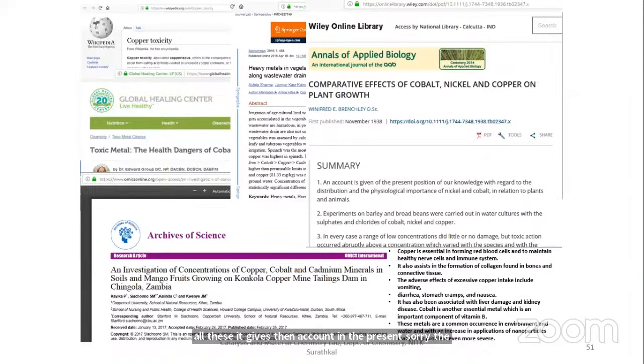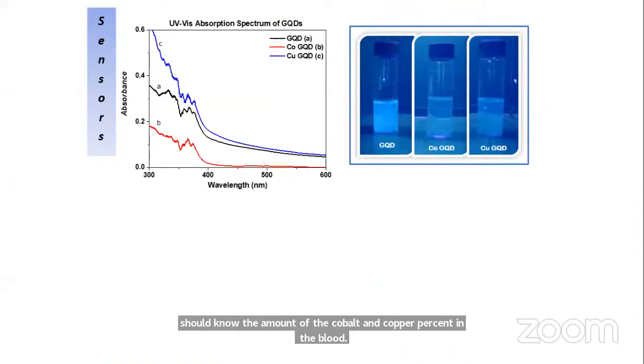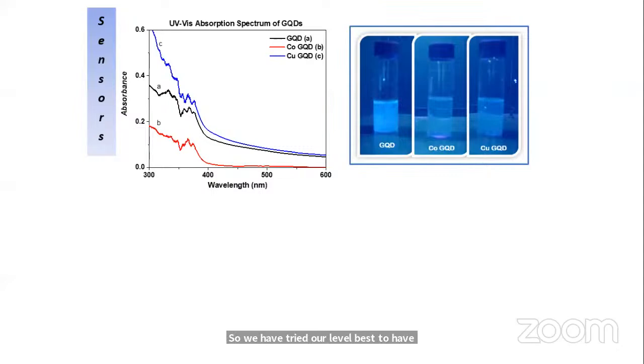Copper is essential for forming red blood cells and to maintain a healthy nervous system and immune system. It also assists in the formation of collagen found in bones and connective tissues. Adverse effects of excessive copper intake include vomiting, diarrhea, stomach cramps, and nausea. So in order to avoid all these, one should know the amount of cobalt and copper present in the blood. So we have tried our level best to make a sensor for copper and cobalt.